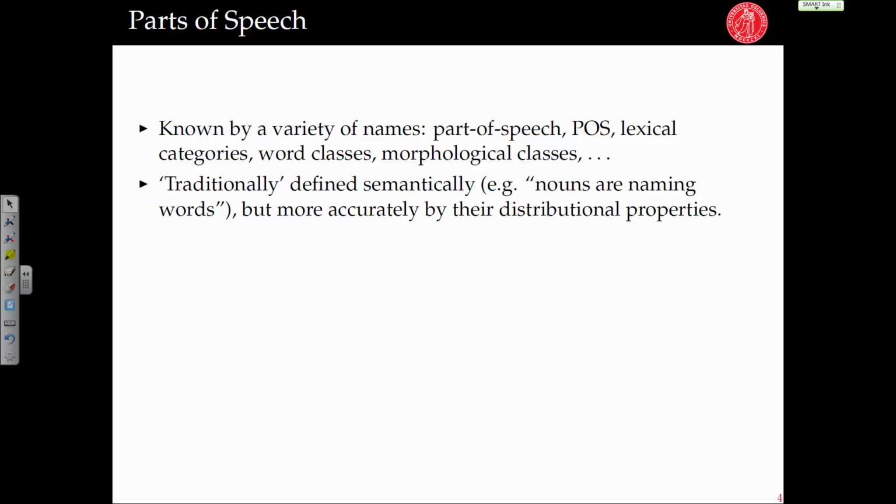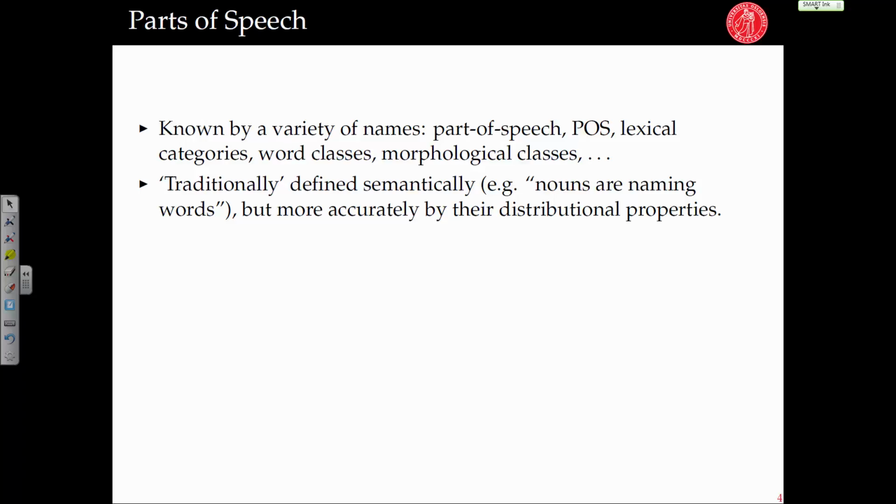And traditionally, or actually very often, you will find part of speech tags defined in terms of semantics, in terms of meaning. So words that have some sort of semantic coherence among each other will be grouped into one class. A typical example would be nouns. Nouns is an example of a part of speech tag. Defined in terms of semantics, this would be like saying nouns are naming words, so words that give names to entities, to people, to places, etc.